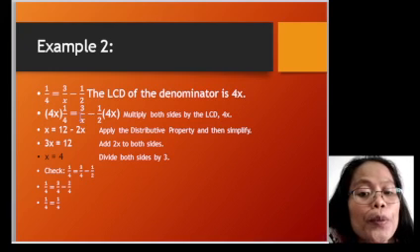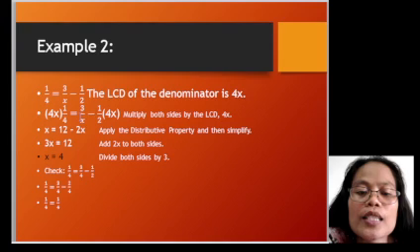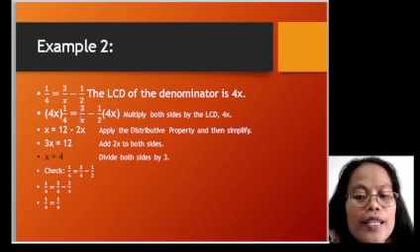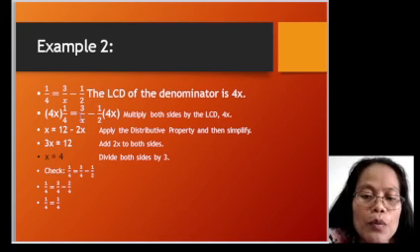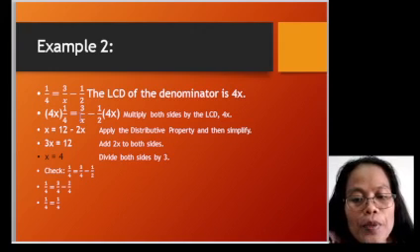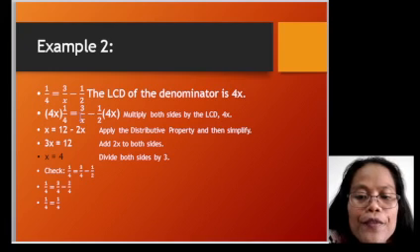And what shall we do with 4x? We have to multiply both sides by the LCD 4x. So we have 4x times 1/4 is 1x or x. And 4x times 3 over x, we have 12. And 4x times 1/2, and that's negative 2x. We apply the distributive property, and then we will simplify.